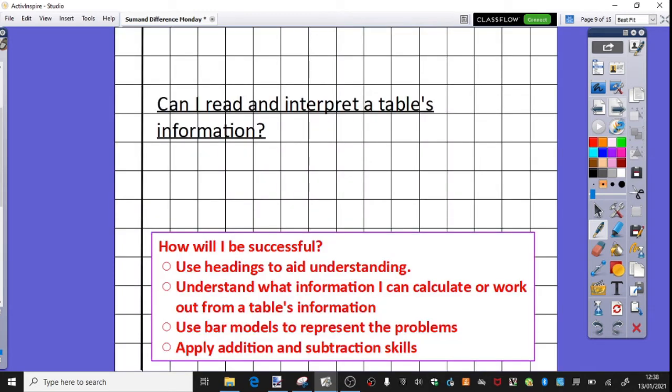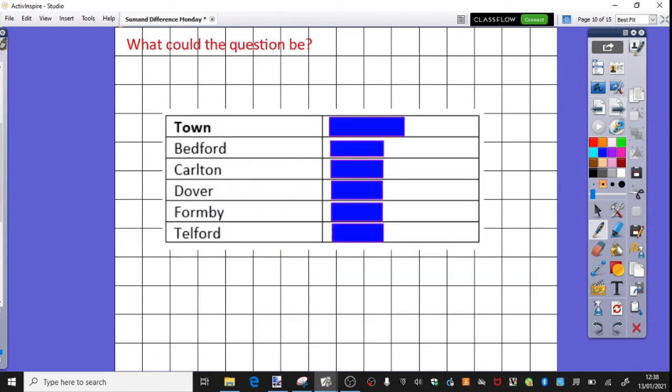So beginning the main part of our session today, we're going to be looking at reading and interpreting a table's information. Now, to be successful today, it's going to be really important that we very carefully read the headings of our tables. We think about very carefully and understand the information and what we need to work out from the table. We'll probably be using bar models because we are going to be applying addition and subtraction skills from last week.